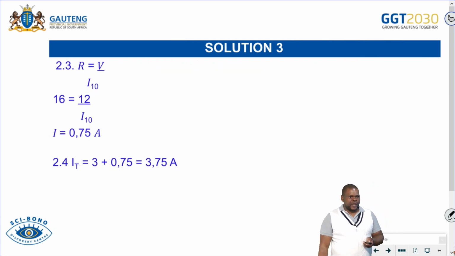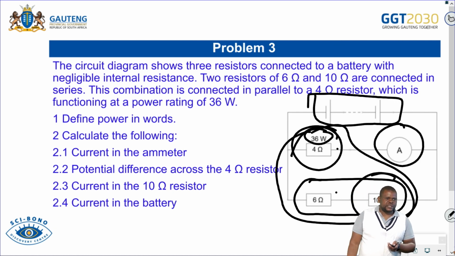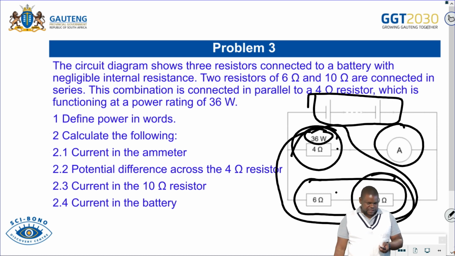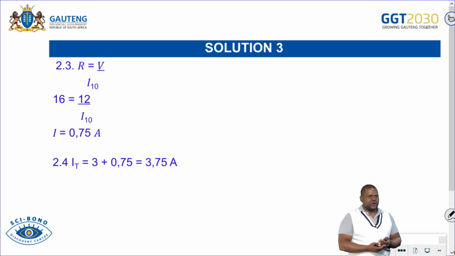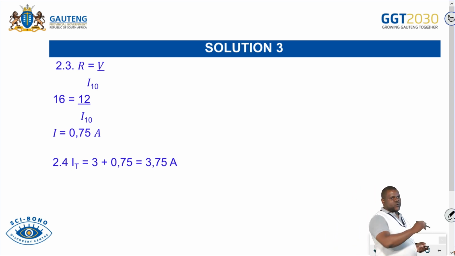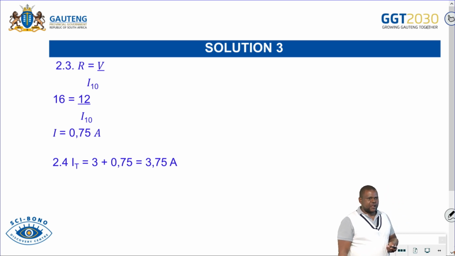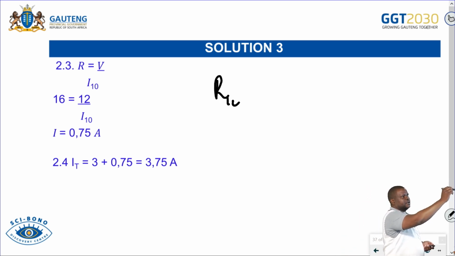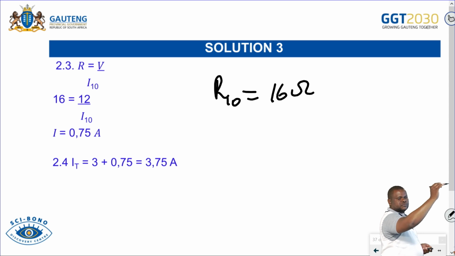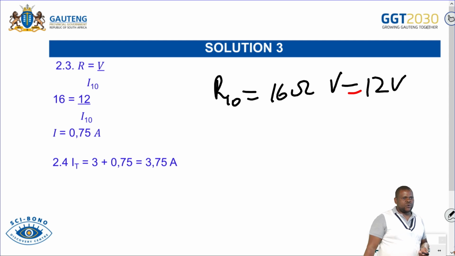Let's continue. Solution 3. Question 3 says, calculate the current in the 10 ohm resistor, the current that will be passing in the 10 ohm. It says here the resistor is 16 ohm. Then the voltage is 12, that we just calculated in number 2.